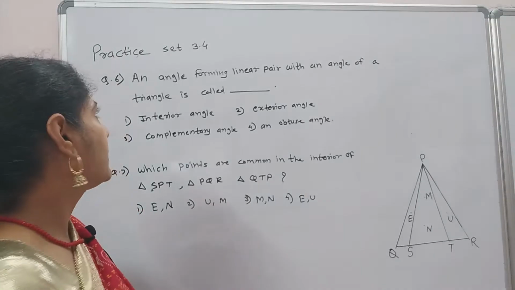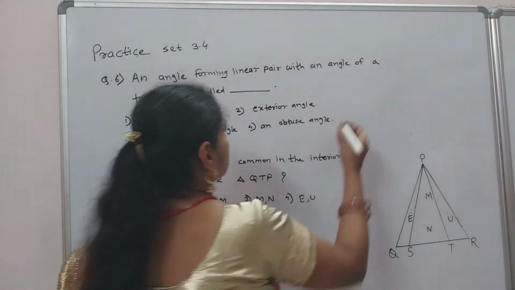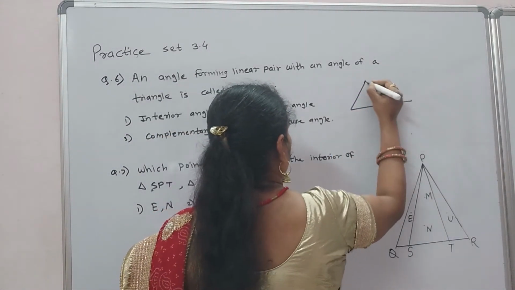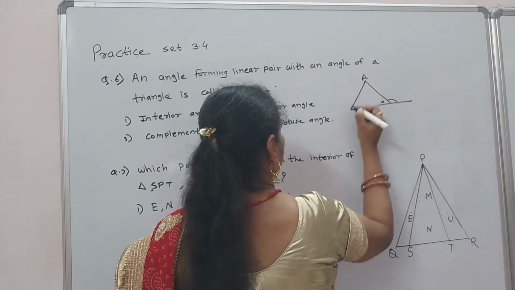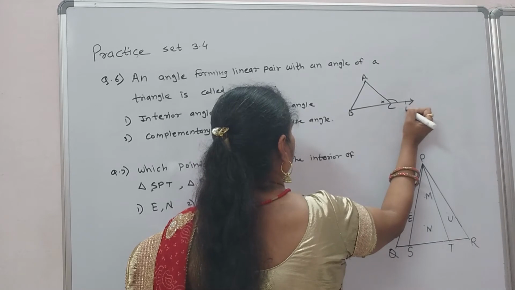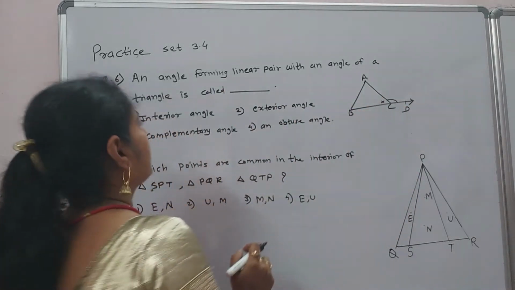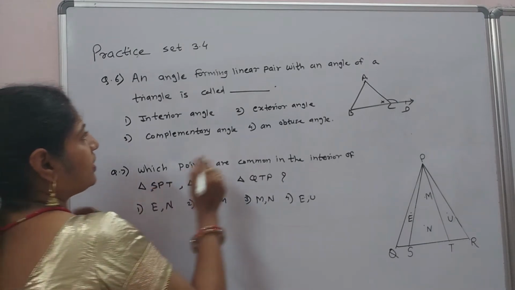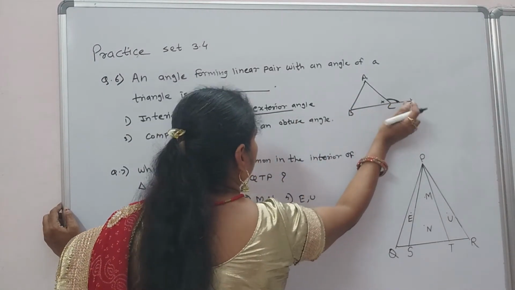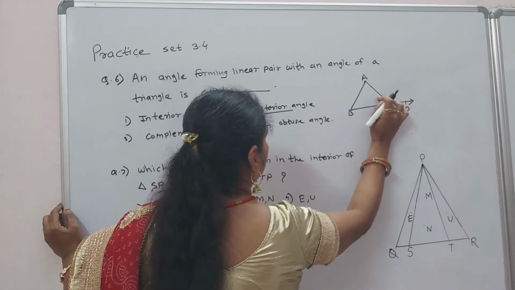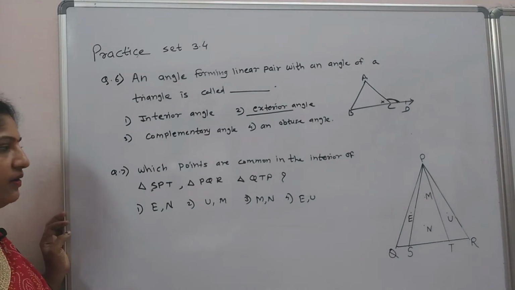Next question. An angle forming a linear pair with an angle of a triangle is called what? Here is the formation of the linear pair with the interior angle. An angle forming a linear pair with an angle of a triangle is called the exterior angle. This is the exterior angle.